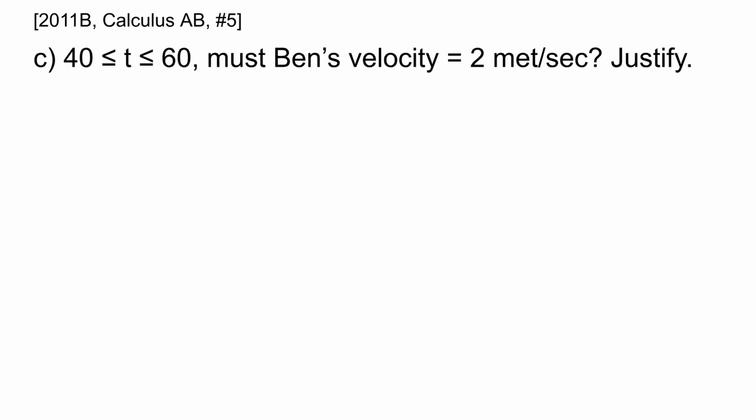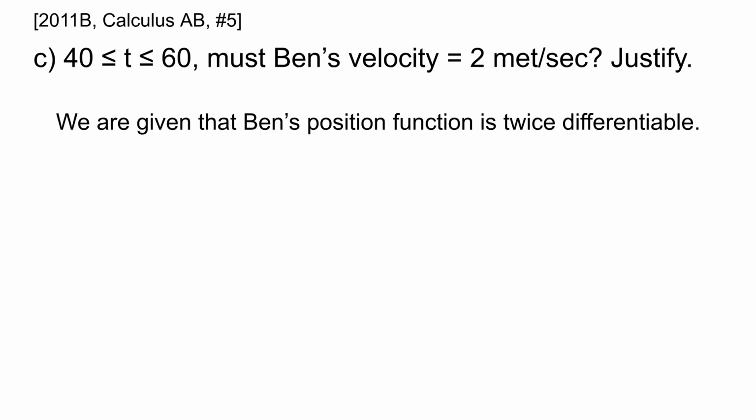In part C of this question, we are considering the closed interval from t equals 40 to t equals 60 seconds. We are asked if there must be a time in this interval where Ben's velocity was exactly 2 meters per second, and to provide justification for our answer. We are given in the question stem that Ben's position function is twice differentiable.